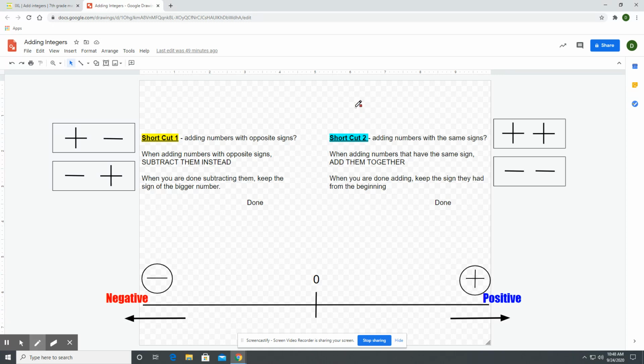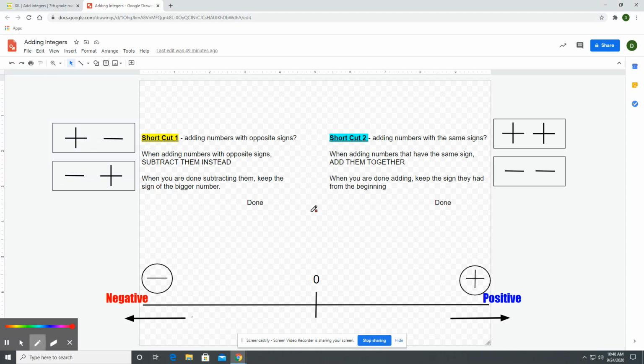Let's do 3 problems. -2 plus -5. One of them is negative, and the other one's negative, so I have negative, negative. So it checks. I can use shortcut number 2, dealing with the same signs. In this case, it actually does let me add them. So it says add, and I will add. 2 and 5 gets me 7. Next step says, when you're done adding, keep the sign they had from the beginning. The signs they both had from the beginning were negatives, so my final answer will also be negative.